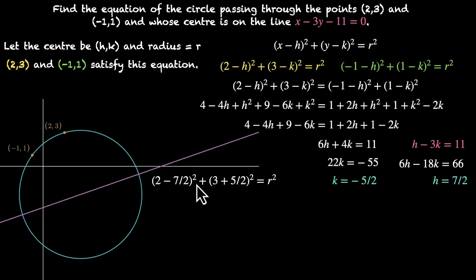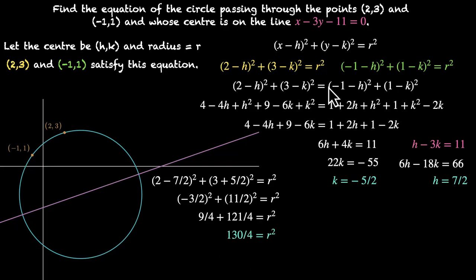2 minus 7 by 2 squared plus 3 plus 5 by 2 squared is equal to r square. This is minus 3 by 2 squared plus 11 by 2 squared equal to r square. This is 9 by 4. This is 121 by 4. Adding these two, we get 130 by 4. That's r square. So radius is square root of this.